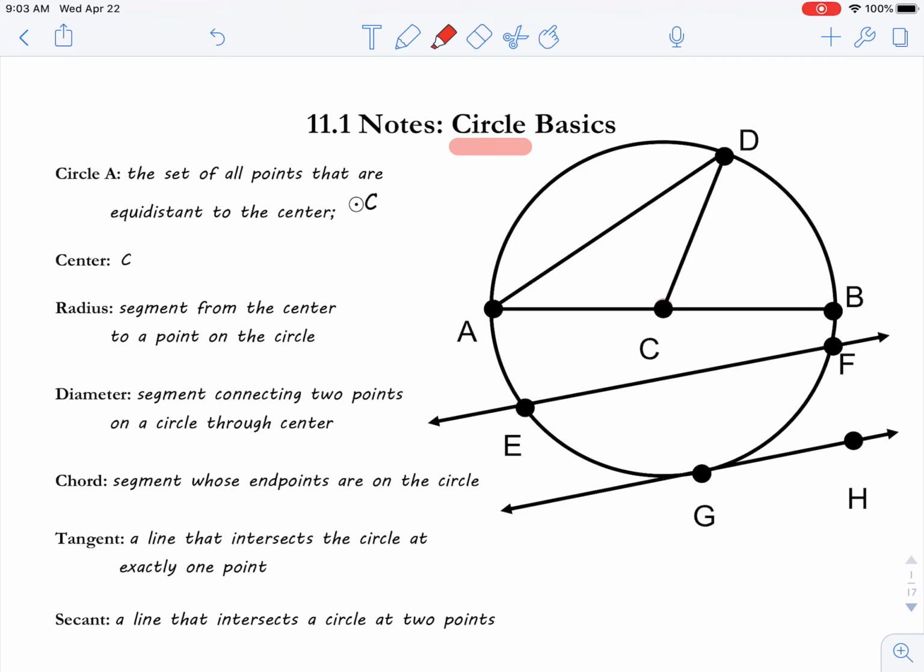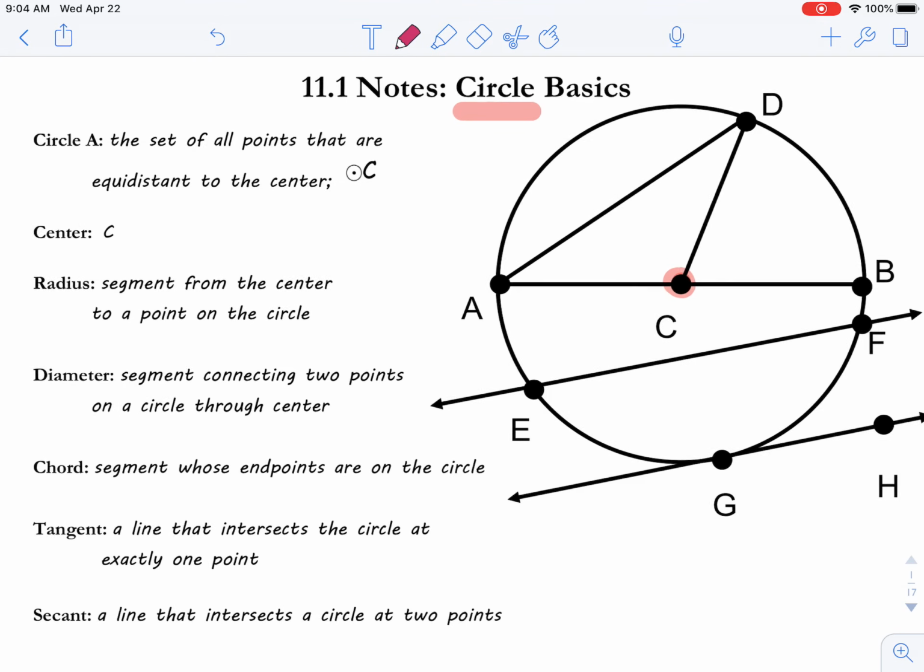Okay, so in this case, our center is C, right here. And all the points that are equidistant to the center create our circle. So that distance, which we always call a radius, okay, any point that's the same distance away from the center creates our circle. So any point I draw this line out to, okay, all these lines are the same distance. And if I go a complete 360, that creates our circle.